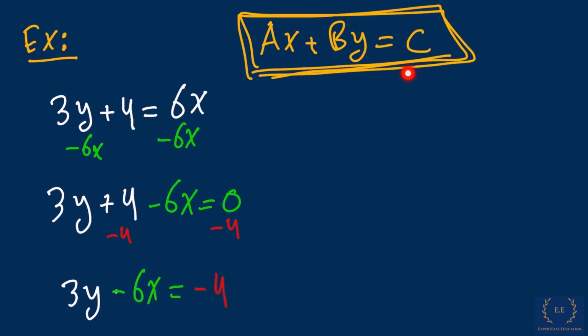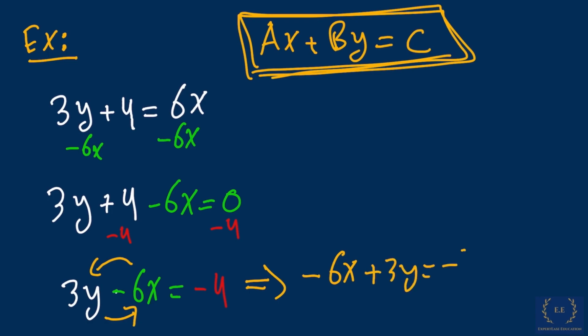Does it look the same? Well, not yet. I have to arrange it as well. This is the final golden answer. Let's say minus 6x, put it over here, and take the 3y over here. I'll end up with minus 6x plus 3y equals minus 4.